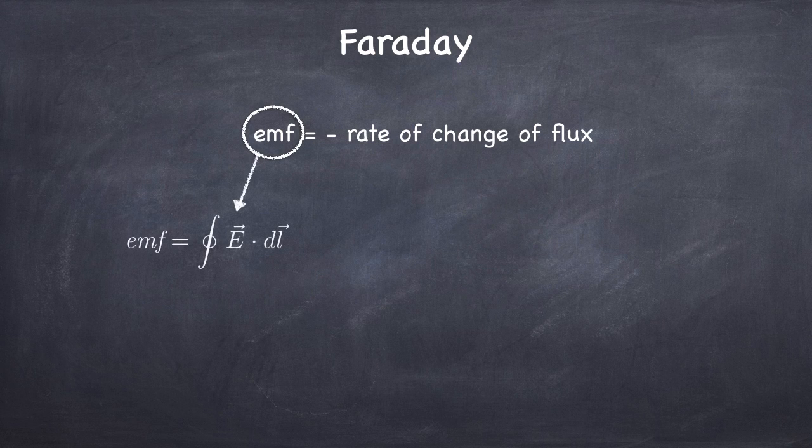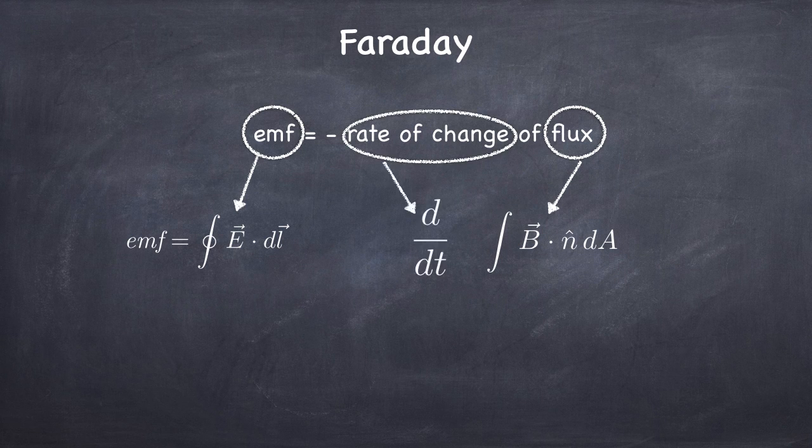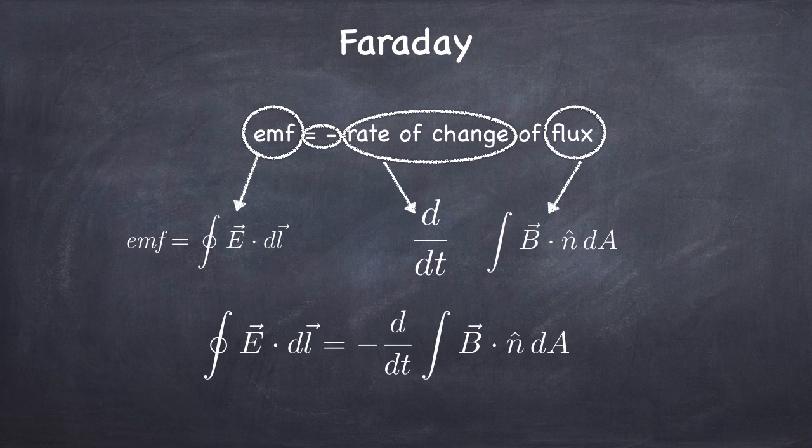So the EMF, of course, is simply the integral of E dot dl around the loop. The flux is the integral of B dot n hat dA. What about the rate of change? What's that going to get us? Well, that's going to be a simple d by dt, the time derivative of the flux. And of course, equals minus is just equals minus. So you put all that together, and you get Faraday's law. It looks like a terrible mathematical nightmare, but really it's not that bad. It just says the EMF is minus the rate of change of the flux.